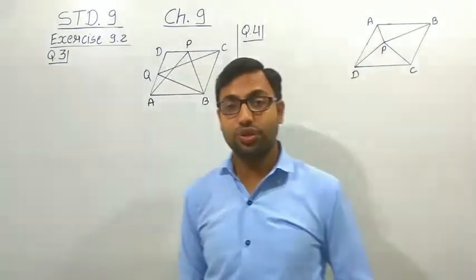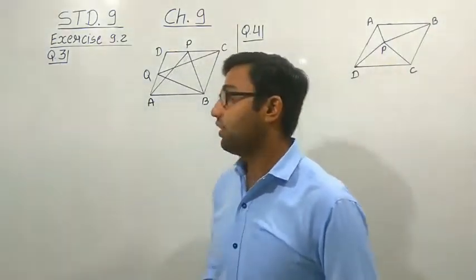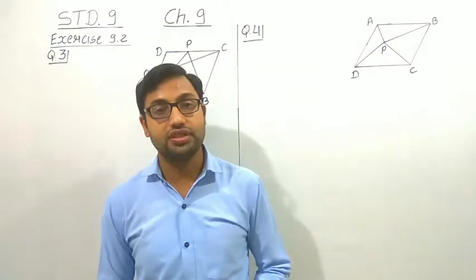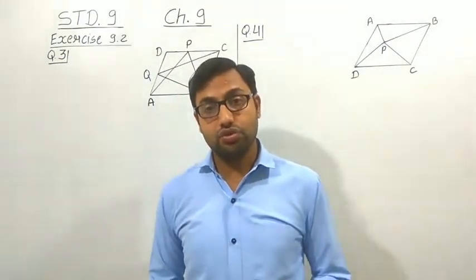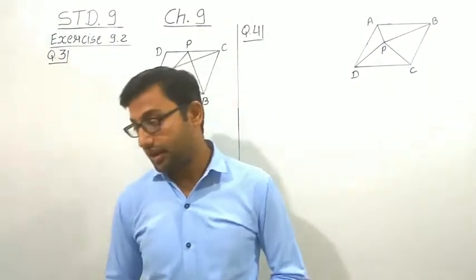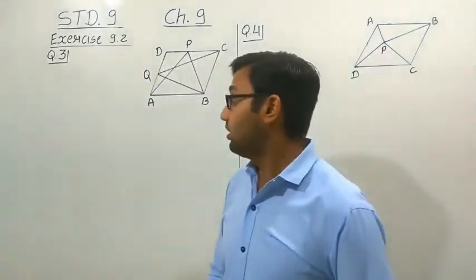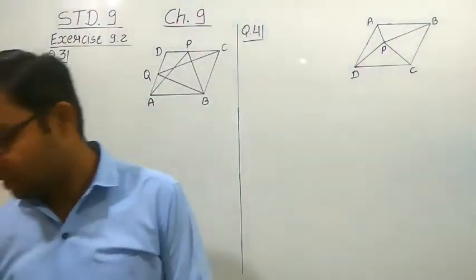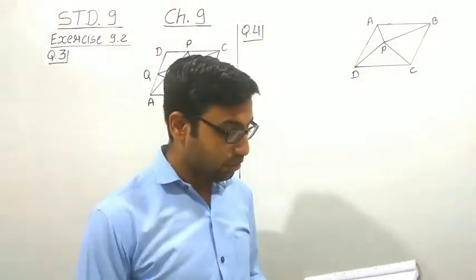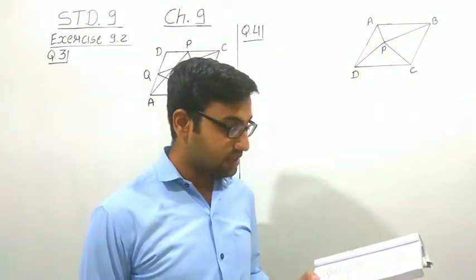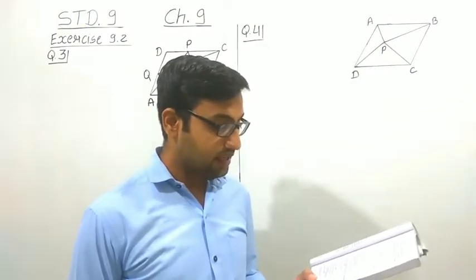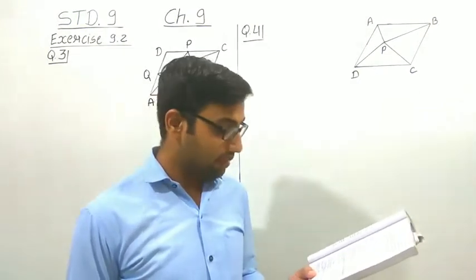Hello students, today we will study question number 3 of exercise 9.2. This is the topic of standard 9, chapter number 9, the areas of parallelograms and triangles. Right? So, question number 3: P and Q are any 2 points lying on the sides DC and AD respectively of a parallelogram ABCD.